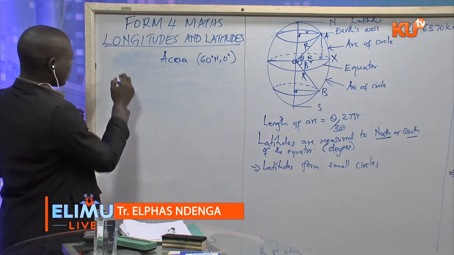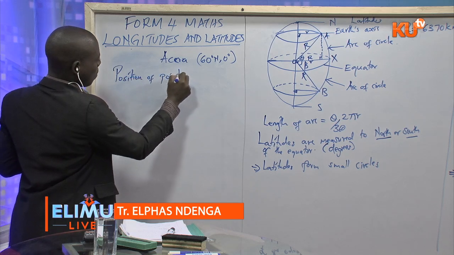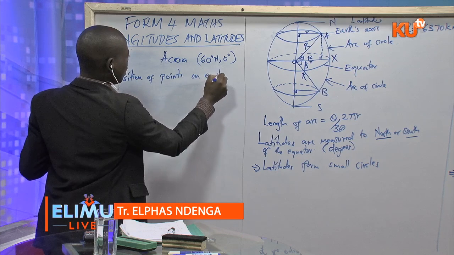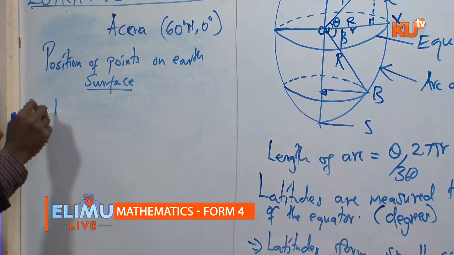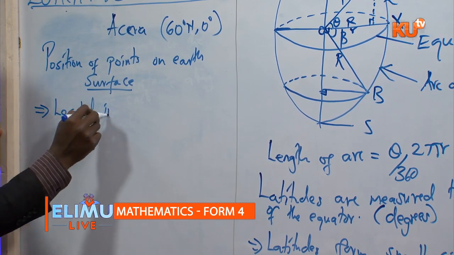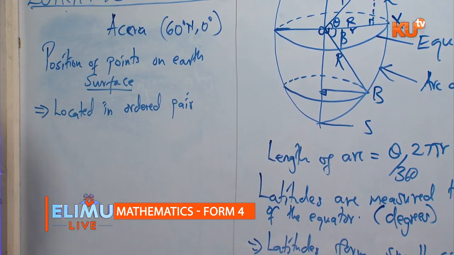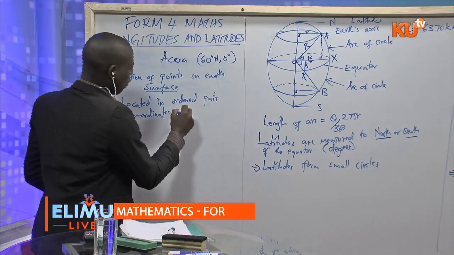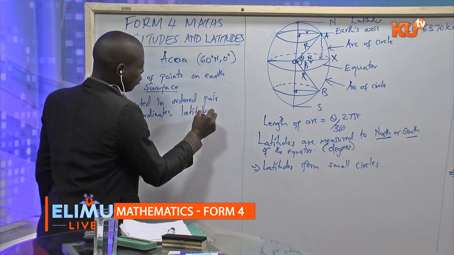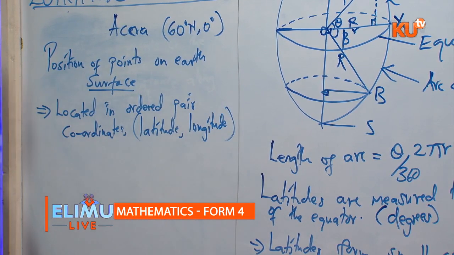One thing that we need to know is that we locate the position of points on the Earth's surface in an ordered pair, an ordered coordinate, in terms of the latitude angle against the longitude angle. So we give first the latitude and then the longitude, then we enclose them in brackets.